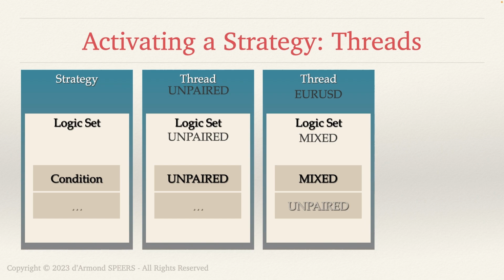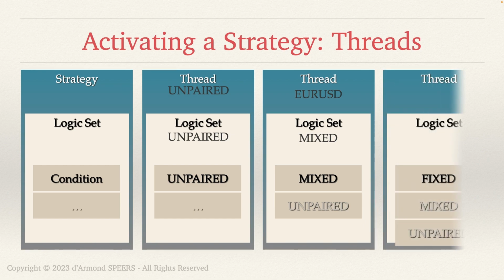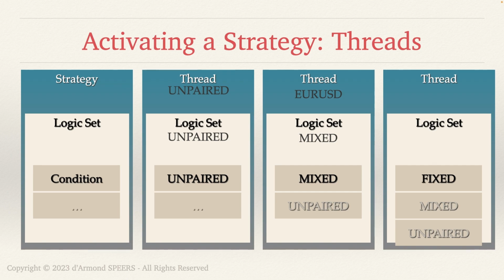It will get added to whatever symbol the strategy is trying to activate. If the strategy is running for one symbol, then this mixed logic set will get added to the thread for that symbol. If the strategy is running for 28 pairs, then there will be 28 threads, one per symbol, and this mixed logic set will be added to each of the 28 threads. If the logic set contains even one fixed condition, though, then the entire logic set becomes fixed, even if it contains other mixed or unpaired conditions.